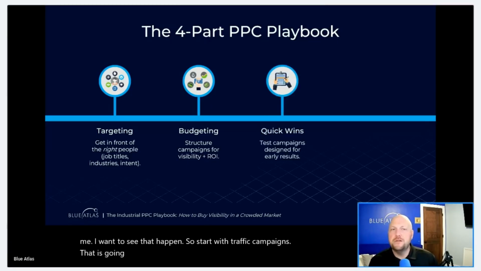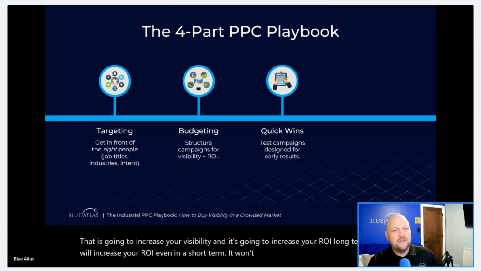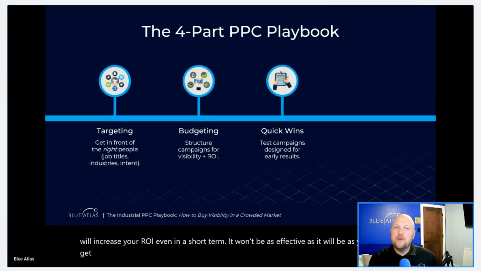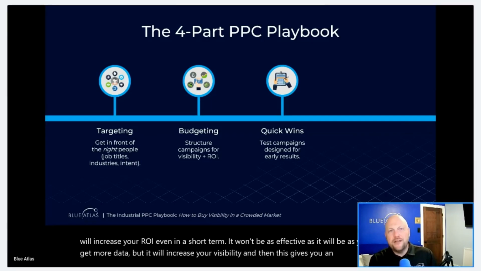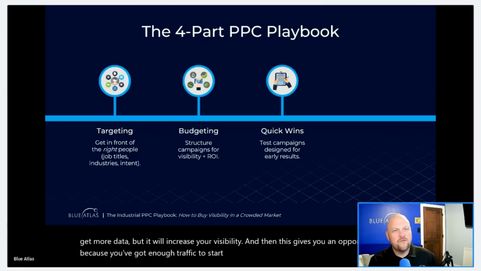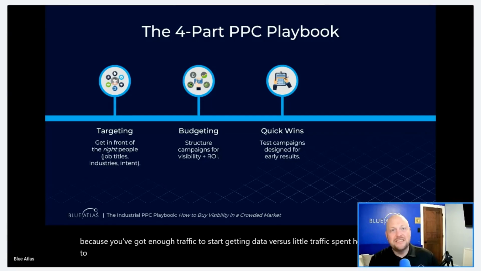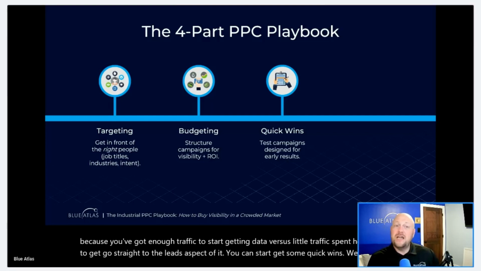That is going to increase your visibility, and it's going to increase your ROI long term, and it will increase your ROI even in the short term. It won't be as effective as it will be as you go and get more data, but it will increase your visibility. And then this gives you an opportunity because you've got enough traffic to start getting data, versus little traffic spent heavily trying to go straight to the leads aspect of it. You can start to get some quick wins. Well, what's working? What's not working?